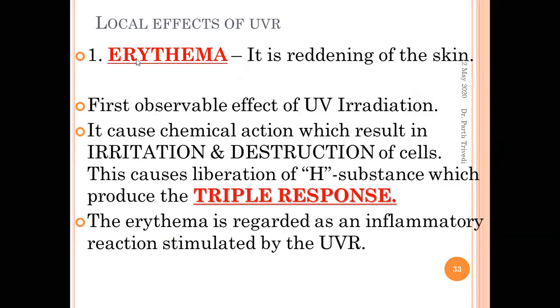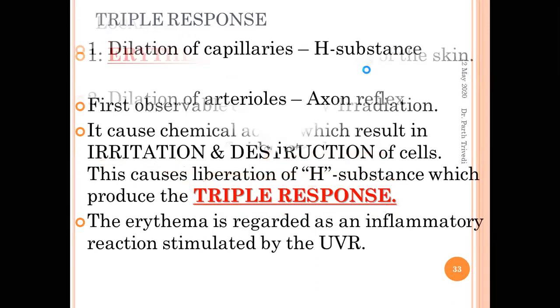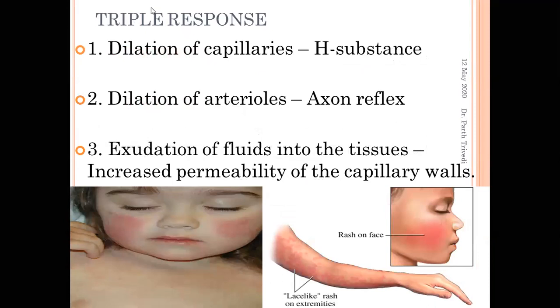So first thing we will see is erythema. Erythema is nothing but redness of the skin. Clear? Now why does this erythema occur? This erythema occurs basically because of triple response. Very important MCQ question and viva question. The UVR causes chemical action which results in irritation and destruction of cells, and those result in the release of H substance. These are the things known as triple response.